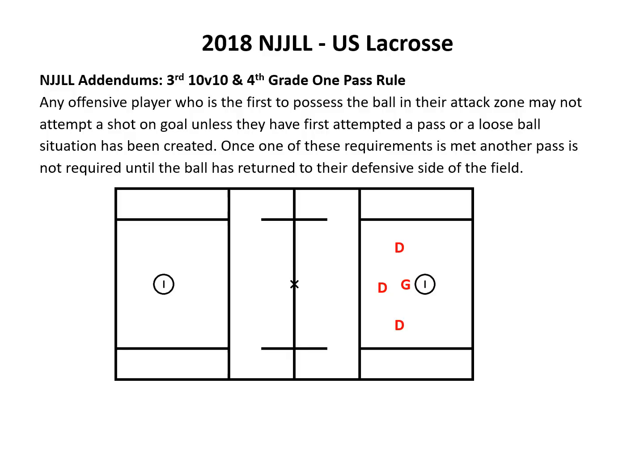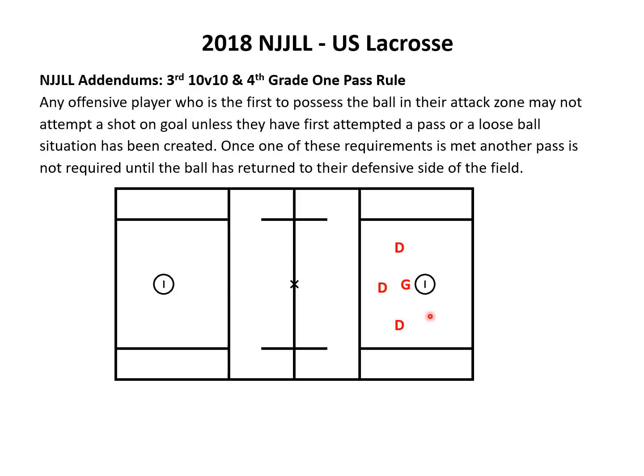Our 2018 fourth grade and third grade 10v10 one pass rule is the same as last year. To try to understand the one pass rule, understand the philosophy behind it. We did not want to make it possible for a player to pick up a ball by his goal line extended to run the length of the field to shoot and score. That is not playing good lacrosse, and that is not developing all the lacrosse players on the field.